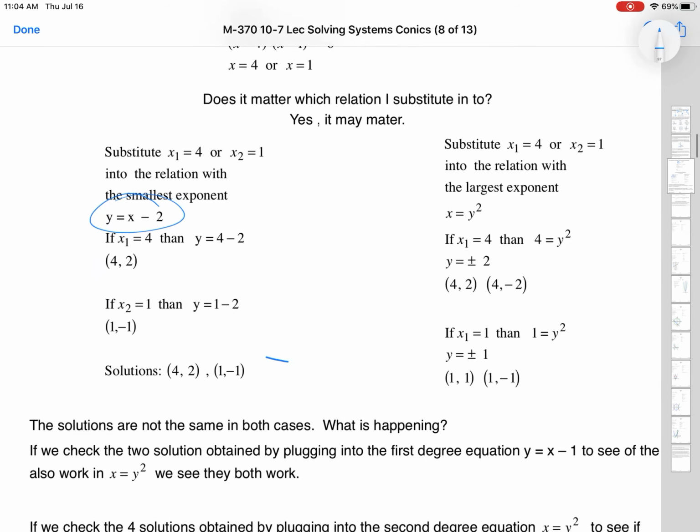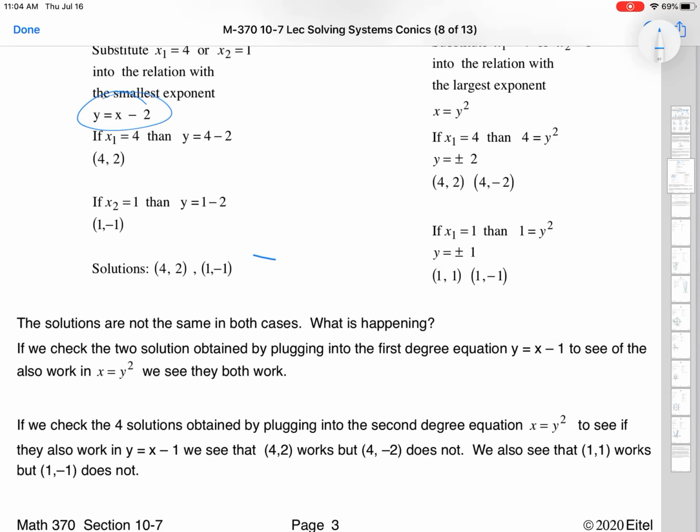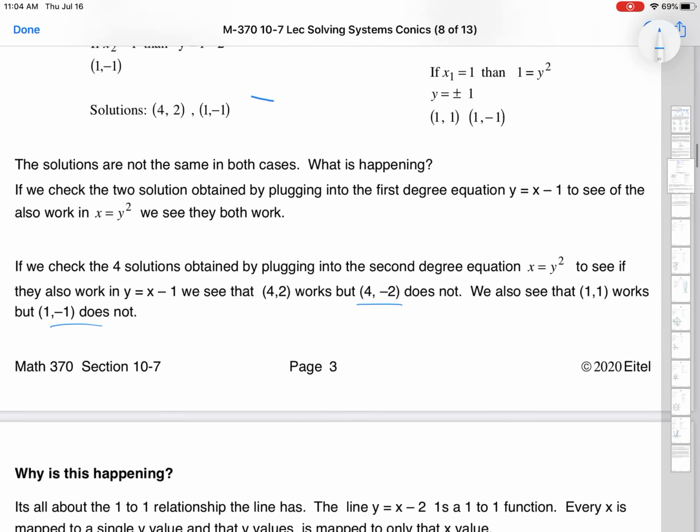The solutions are not the same in both cases, so what's happening? If we check the two solutions obtained by plugging into the first degree equation to see if they also work in the second, we see that they both work. If we check the four solutions obtained by plugging into the second degree equation to see if they also work in the other one, we see that the extra ones don't work. And so what do we learn from this?